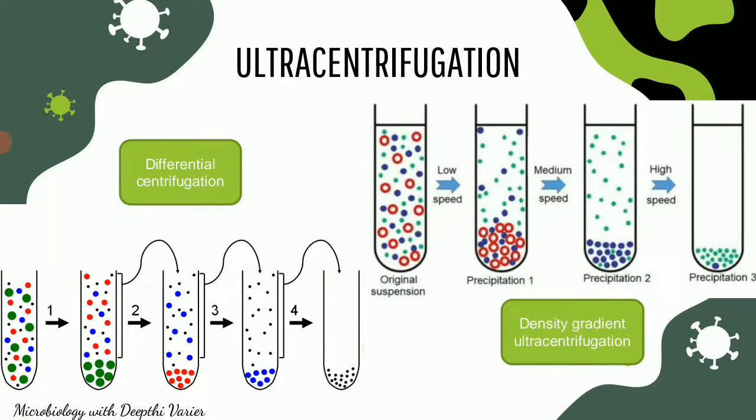But the major difference between these two techniques, differential centrifugation and density gradient centrifugation, is that density gradient centrifugation uses a particular solution. Like I said, it could be sucrose, glycerol, Ficoll, cesium chloride, or some gel. So we make the viral sample pass through this solution, which has a separate density, so that the density of the particles in the solution will vary.